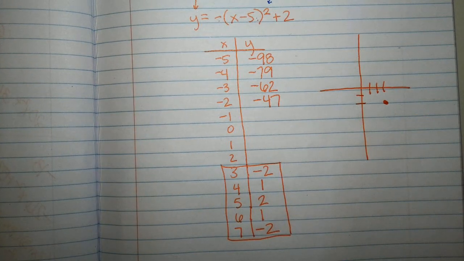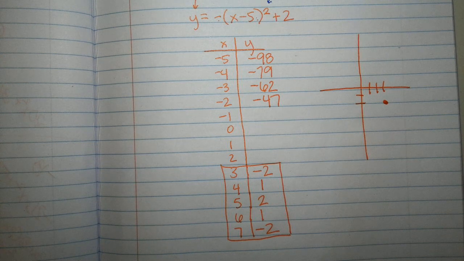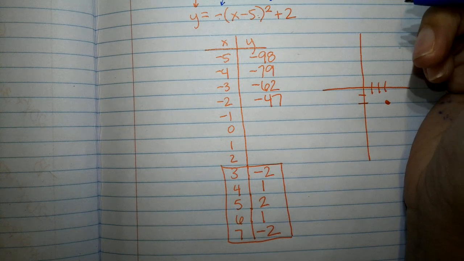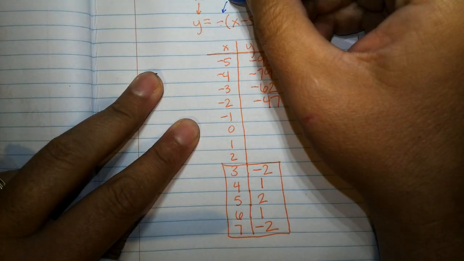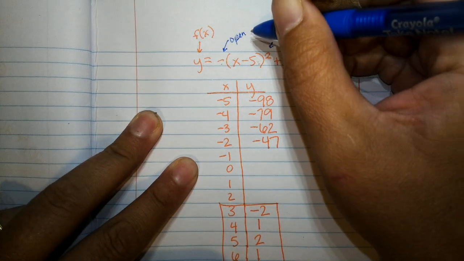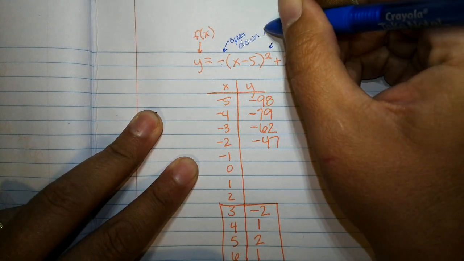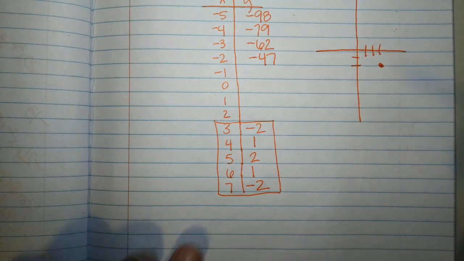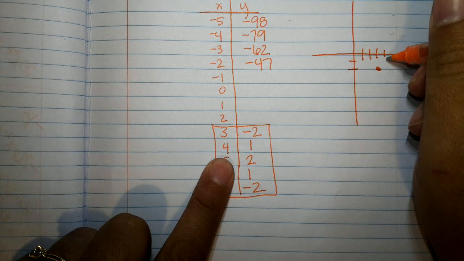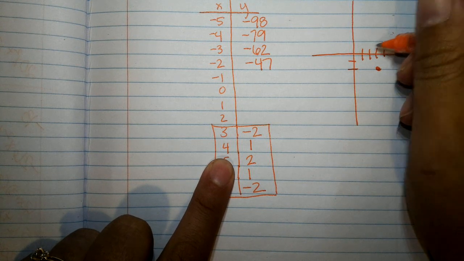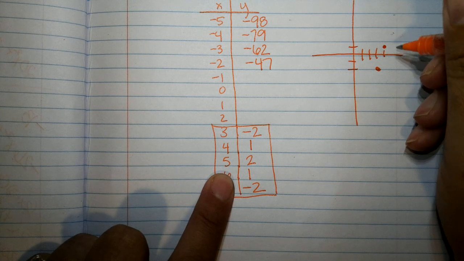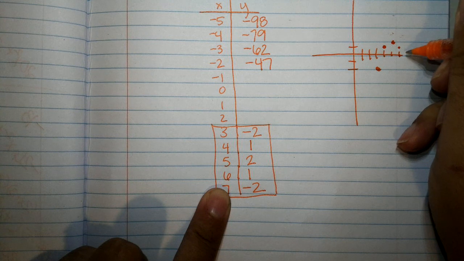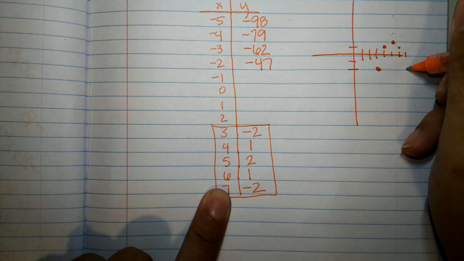Now, here's my question. Is this graph going to go up or is this graph going to go down? Well, this negative symbol out front tells us that if it's a negative, it's going to open down. If that was positive, it goes up. Okay, so let's keep graphing. I've got 4, 1; 5, 2; 6, 1; 7, -2.